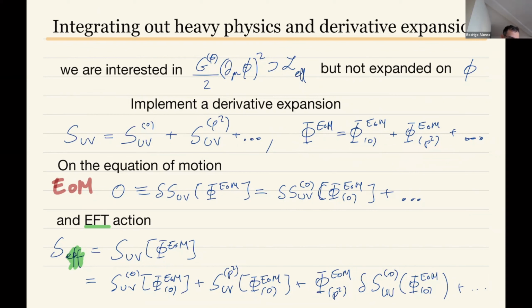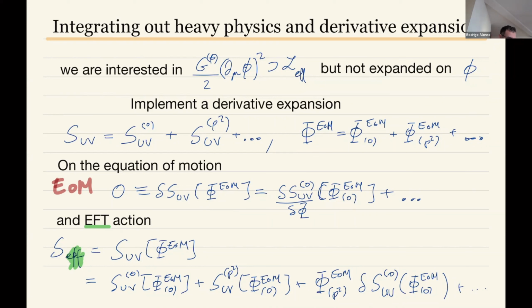And in particular, this expansion applied to the equation of motion will tell us that, expanding both on the action and on the solution, the first term is as simple as the variation of the action. This means variation of the action with respect to the field, as you know, is where the equation of motion comes from. And the first term is zero order in both the solution and the action.